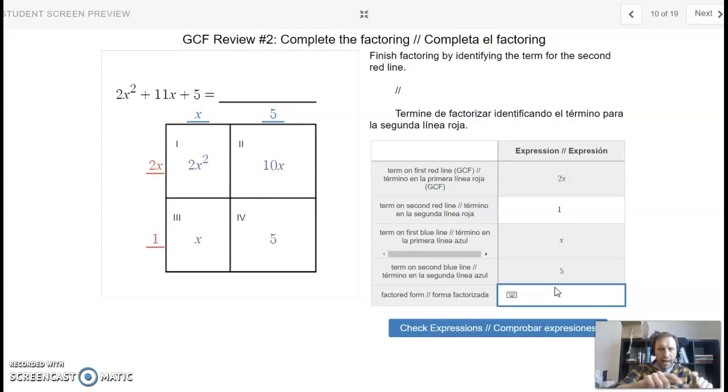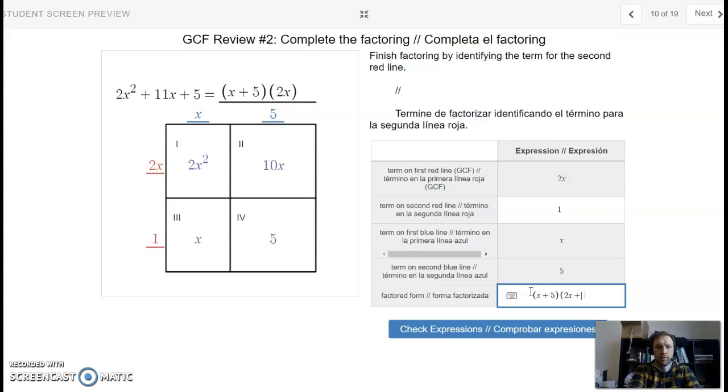Now, and look, we have our factors there. Here's the 5x, x plus 5, and 2x plus 1. So we're going to write that in there. X plus 5 times 2x plus 1. And hopefully you're getting this, you're crushing it, you're feeling good.